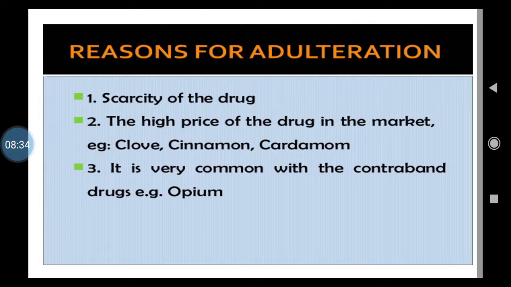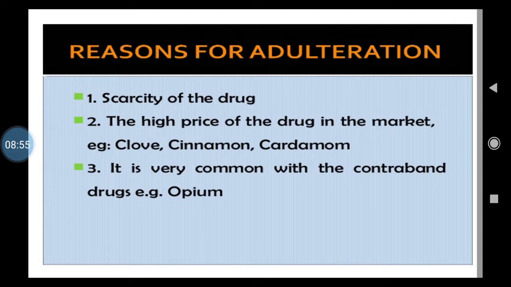So the reasons are, one, shortage or scarcity of the original drug. When we don't get the original drug or the original variety, one has to use a substitute in place of the genuine drug.